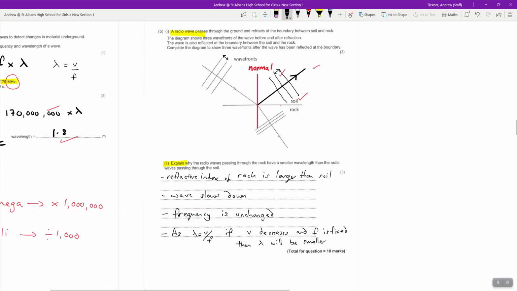So there is another mark for commenting on the mark scheme about the fact that the wavefronts have decreased, which, I'll be honest, is a bit generous. But these are 4 separate marking points. Refractive index is larger, the wave slows down, the frequency is unchanged, and then you can't just quote v equals f lambda. You have to explain what that means in terms of this equation. Lambda is speed over frequency. This number has gone down. This number has not changed. So therefore, your calculated answer is smaller. And that's a possible 4th marking point there.